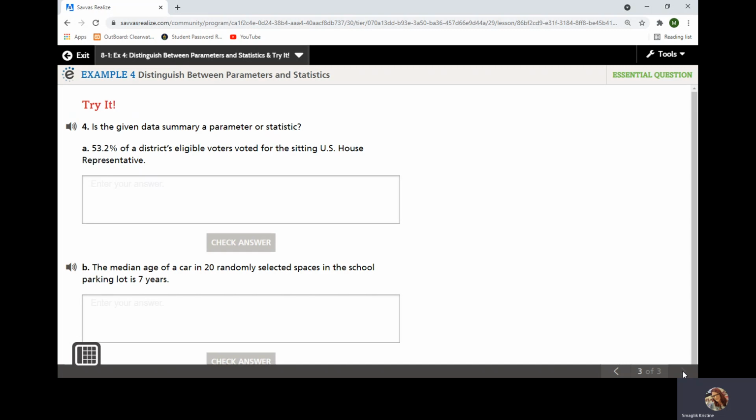B, the median age of a car in 20 randomly selected spaces in a school parking lot is 7 years. Now that word randomly kind of clues you off. Your population would be all of the spaces in the school parking lot. So if they're only taking data from a randomly selected set of spaces, that right there tells you that that is a subset of the population. You're looking at a sample. Therefore, your data is a statistic.